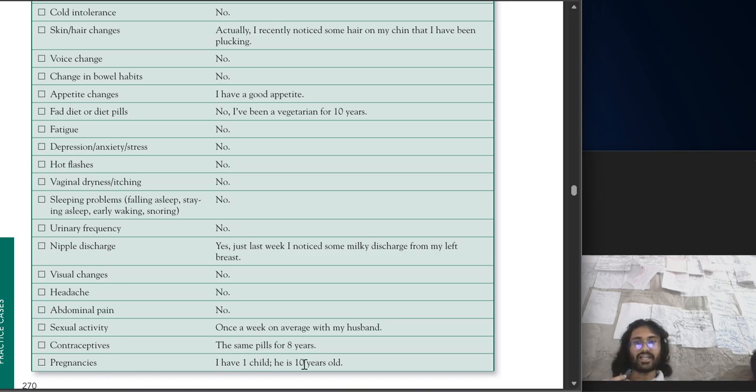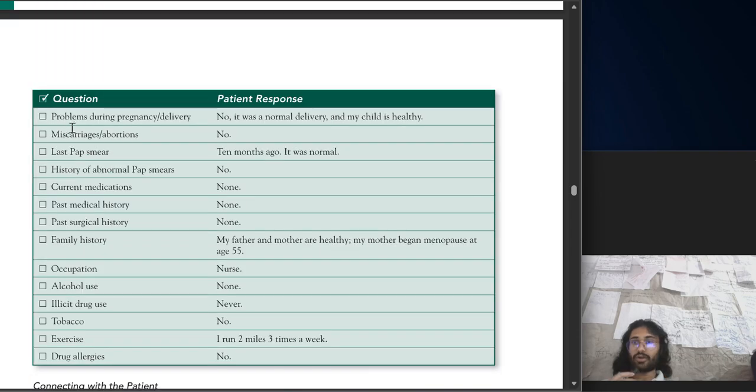Pregnancies, I have one child, he's 10 years old. Problems during pregnancy or delivery, no, it was a normal delivery and my child is healthy. Miscarriages or abortions, no. Last pap smear was done 10 months ago, it was normal. So pap smear is also done and it is normal, but it wasn't recent. And maybe there's a possibility, because she can be pregnant. Okay, 10 months is a long time. We just need 9 months for a baby to develop.